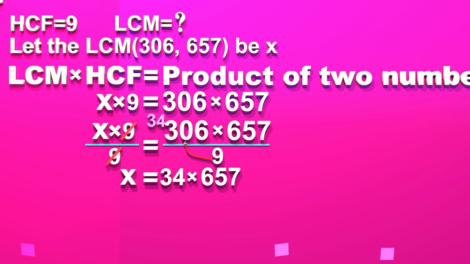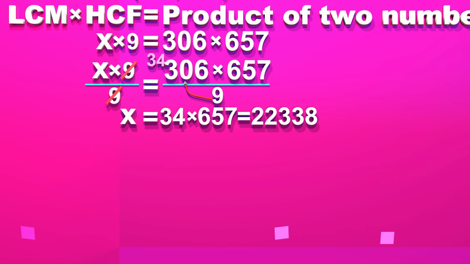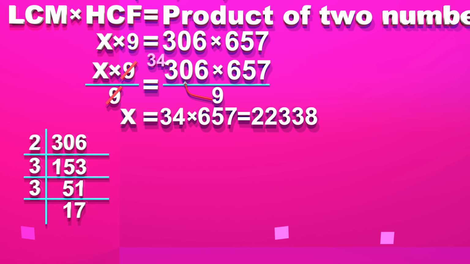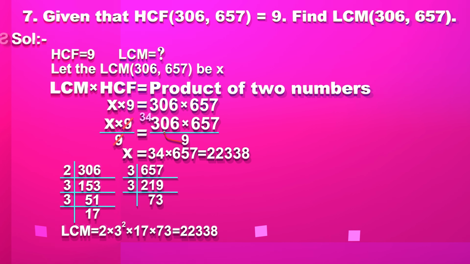By multiplying them together, we will get 22338, and this is the LCM. So we found LCM using Euclid's division algorithm. We can also get LCM using prime factorization method. We will find the prime factors of 306 and also find the prime factors of 657. You will get 22338 doing it by yourself. Hence, we can find the LCM using both methods.